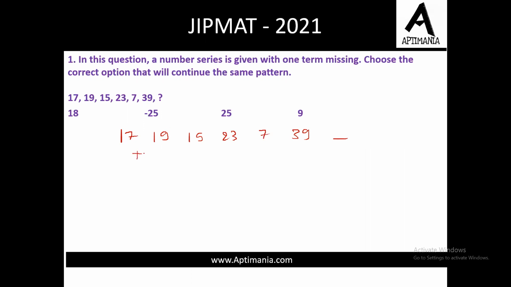See, the difference over here is of plus 2, then minus 4, then plus 8, then minus 16, and then plus 32. So these numbers are basically getting doubled. The difference is getting doubled with an alternate sign. So initially it was plus 2, then minus 4, plus 8, minus 16, plus 32. So next should be negative sign, and double of 32 is 64. So minus 64 should be the next term. 39 minus 64 makes it minus 25. So minus 25 is the correct answer.